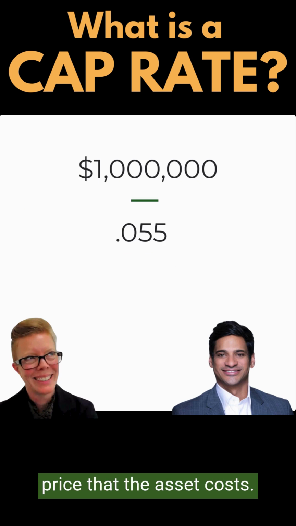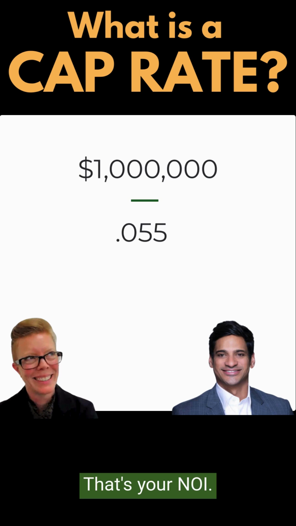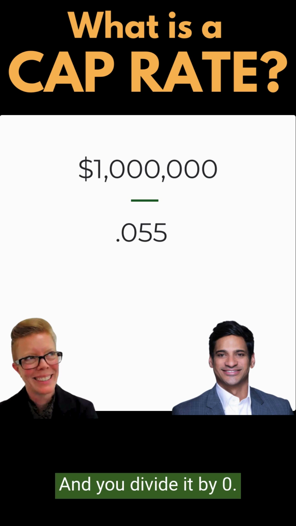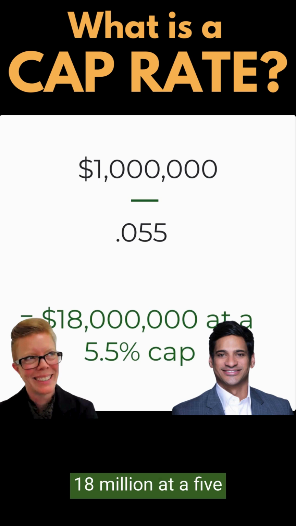So you take your NOI, your net operating income, and you divide it by 0.055, and that's generally the price that the asset costs. Let's just do that math. You guys can join me if you want to do some math. Just take a $1 million stream of income. That's your NOI, the 12 months of NOI. You divide it by 0.055. That asset is worth $18 million at a 5.5 cap.